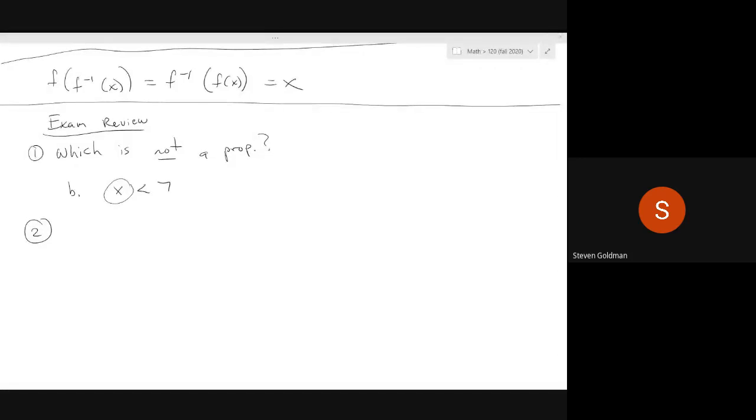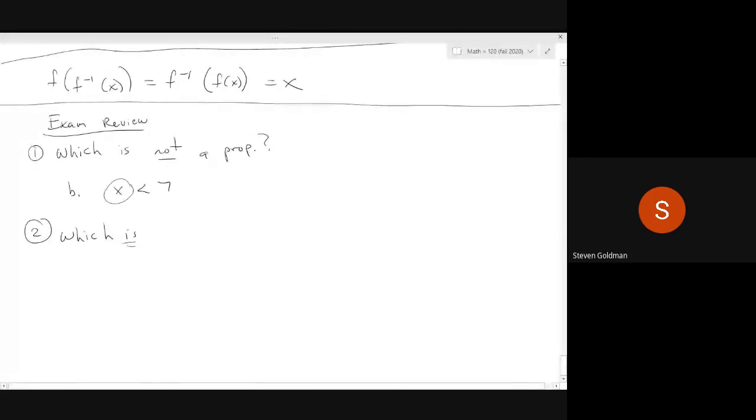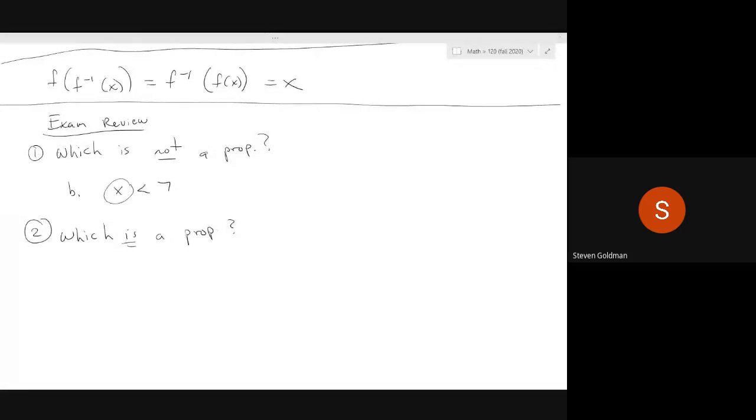As we go through these, if you have any questions at any point, you can feel free to ask. Question 2: which of the following is a proposition? Again, you were given 4 choices. A was a question, what's your name? Questions are not propositions. They're not declarative statements. They don't have a truth value.